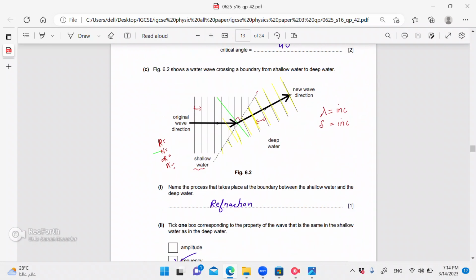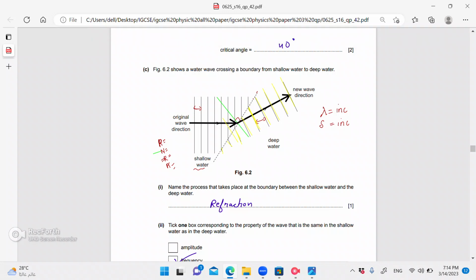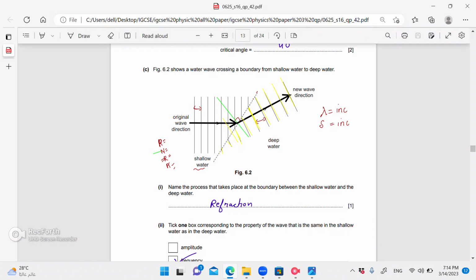So look at this question, this one. It is moving from shallow to deep. Again, it is moving from what? Shallow to deep, opposite. This is May, June 16.